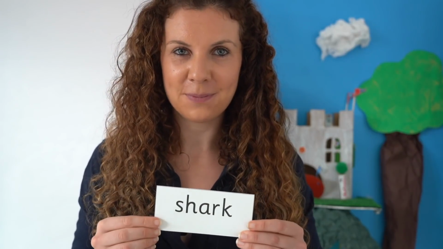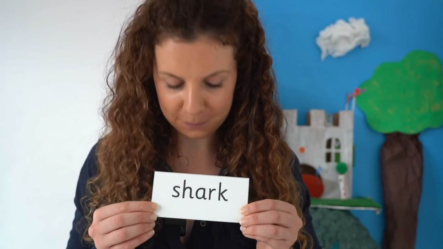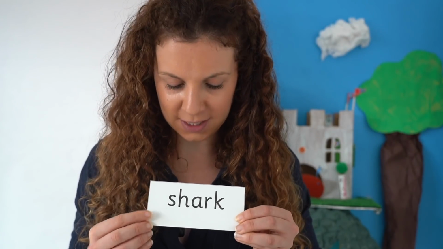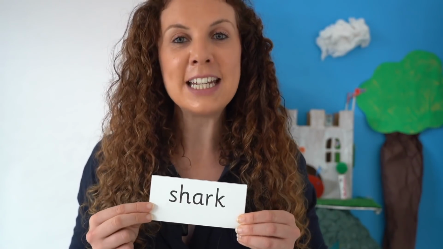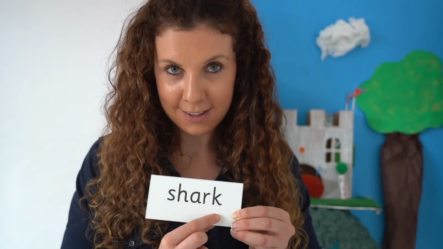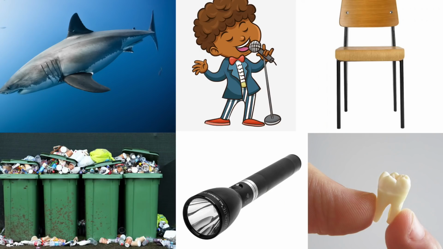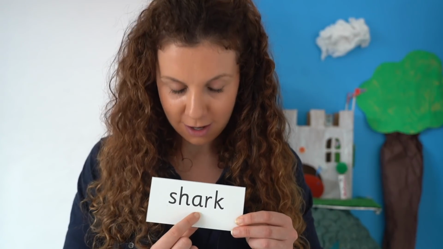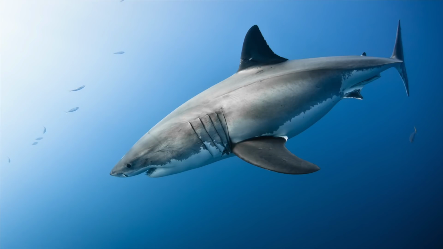Great. Can you spot the digraphs in this word? Have a look. Yes, the digraphs are sh and ar. Read each sound, then blend. Point to the picture that matches the word. Sh, ar, k, shark. Here is the picture of the shark. Did you get it right?